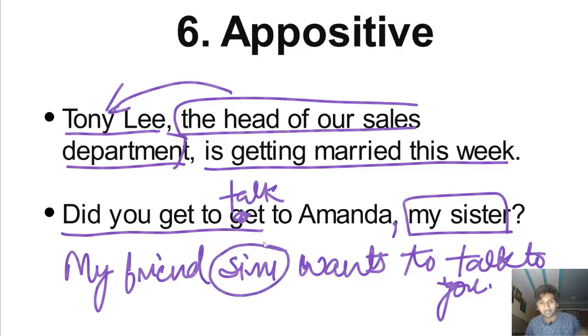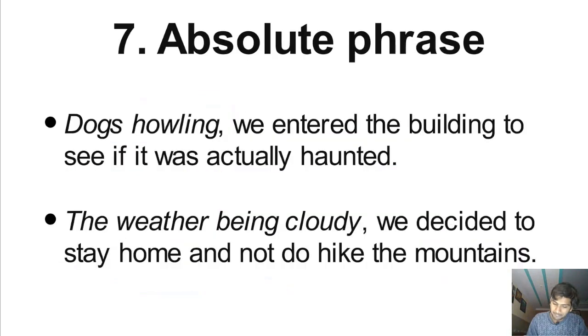So Simi here is an appositive coming next to a noun phrase, the subject, right? But giving essential information about it. That's why it's not an adjunct. It is an essential piece of information, right? My friend wants to talk to you. Which friend? We don't know. My friend Simi wants to talk to you. All right? So always keep this in your mind.